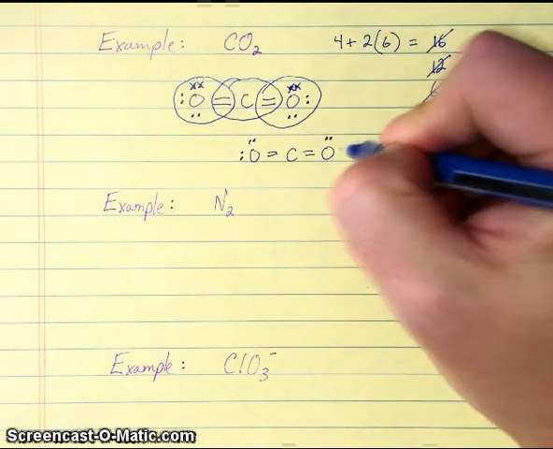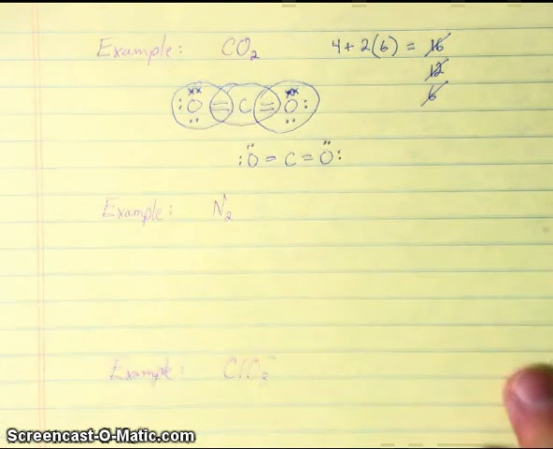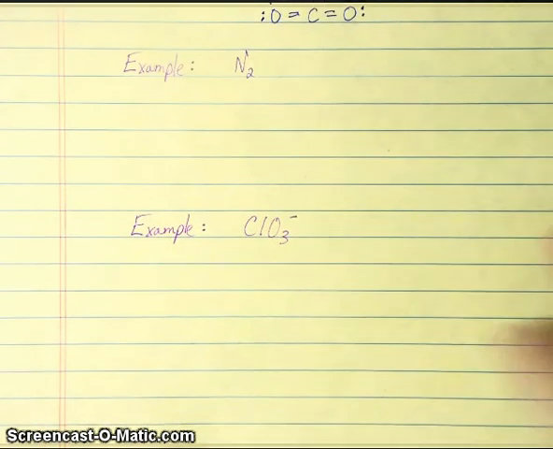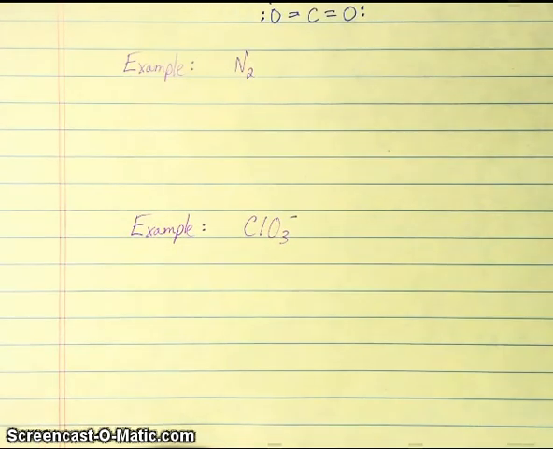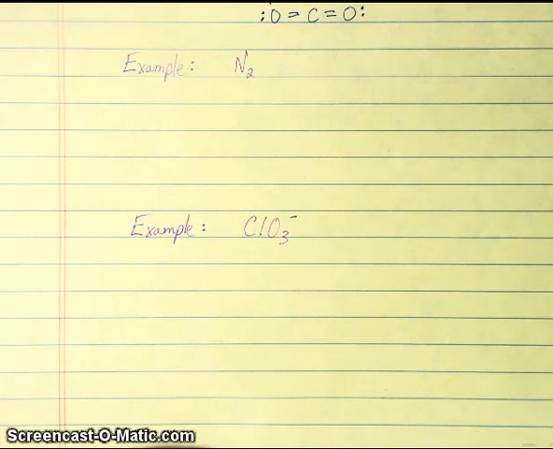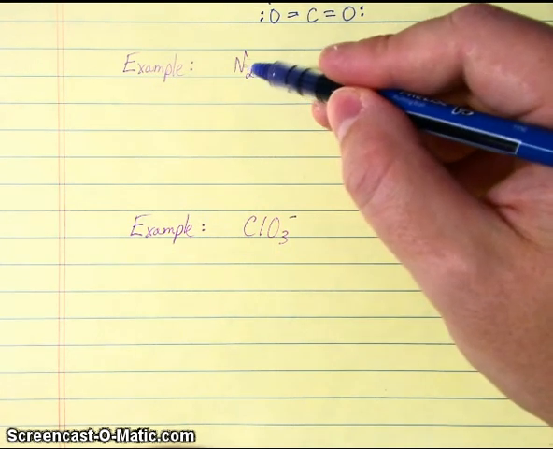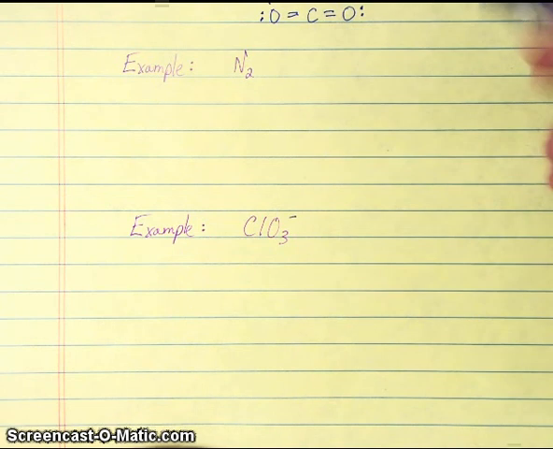You have some choice on where those dots are placed angle-wise, but that's it. So now I'm going to go on to nitrogen. You should pause the video, try to do as much of this as you can, and come back and check your work. Okay, so our step 1 is to add the nitrogen atoms' valence electrons together.